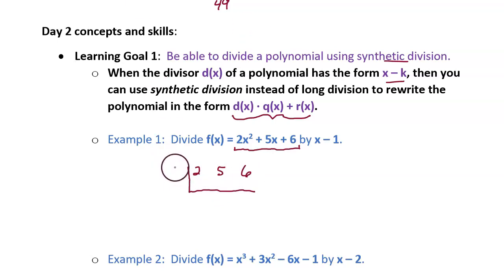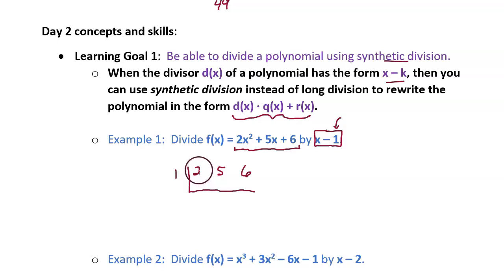Next, out in front of the bracket, you're going to put the value of k. So when you look at the divisor, what is the number that follows the subtraction sign? It's a 1. Another way to think about what the value of k is: what is the value of x that makes that be a 0? Well, that would be 1 take away 1 is how you'd get a 0. So it's a 1 that you're using out front. Now let me demonstrate to you the synthetic division process.